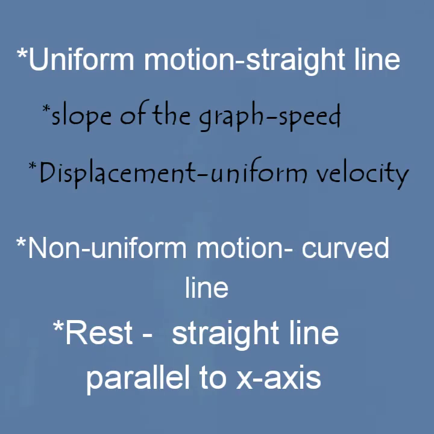The shape of the distance time graph is determined by the motion of the object. If the object is in uniform motion, the distance time graph will be a straight line. From the slope of that graph, we can find the speed of the object. If we take displacement instead of distance with time, it will be a graph for uniform velocity. If the object is in non-uniform motion, the distance time graph will be a curved line. And it will be a straight line parallel to the x-axis if the object is at rest.